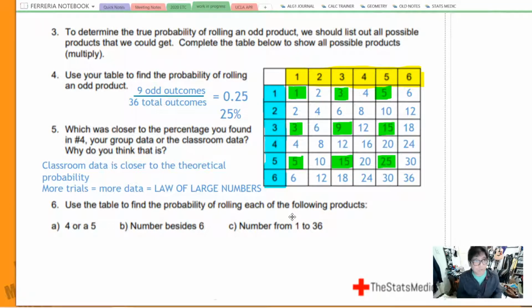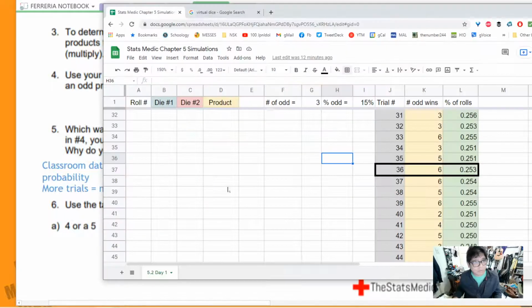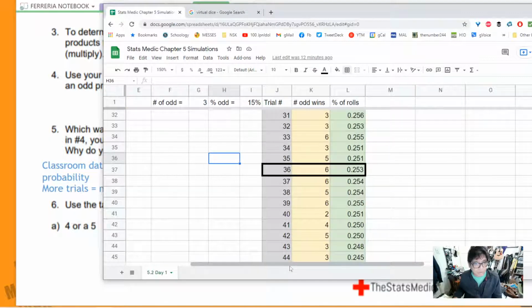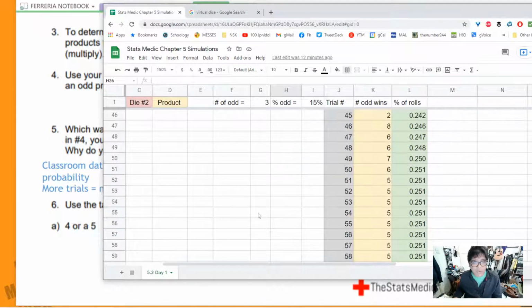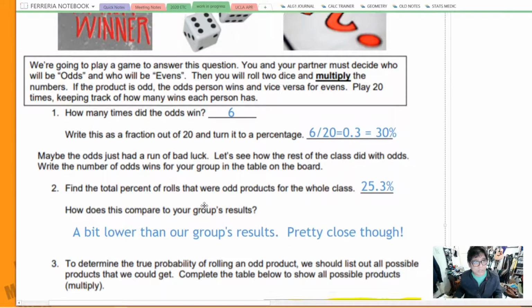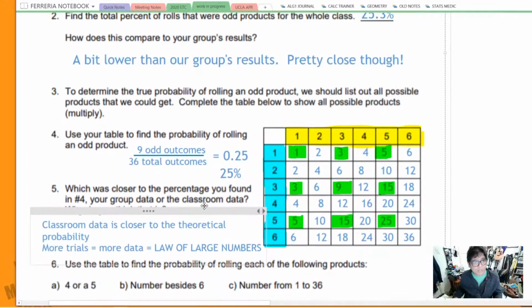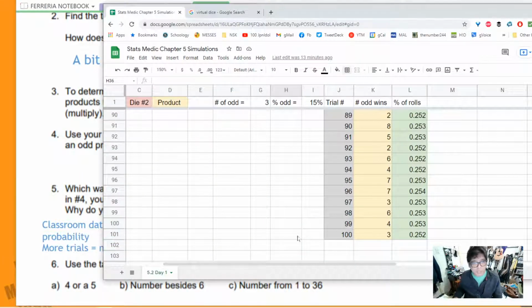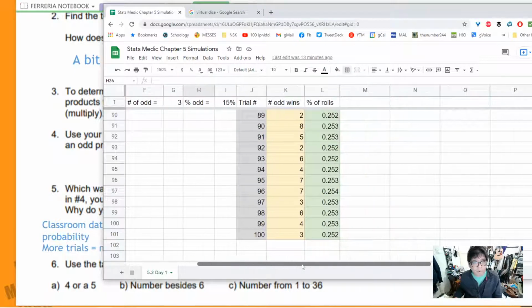Now, as a little extra that we did here, I didn't actually stop at 36 different trials. I actually had a classroom of 100. I should say a virtual classroom of 100. And take a look at that percentage. That is 25.2%. That's really close. Even though in our classroom data, we were also really close. We got 25.3. So you can see we didn't necessarily need to get all the way to 100 in order to figure it out.